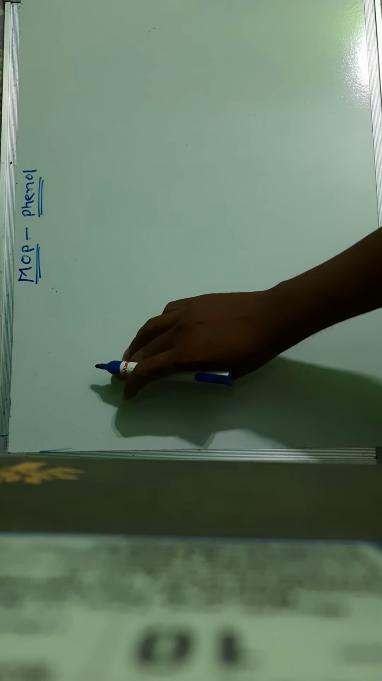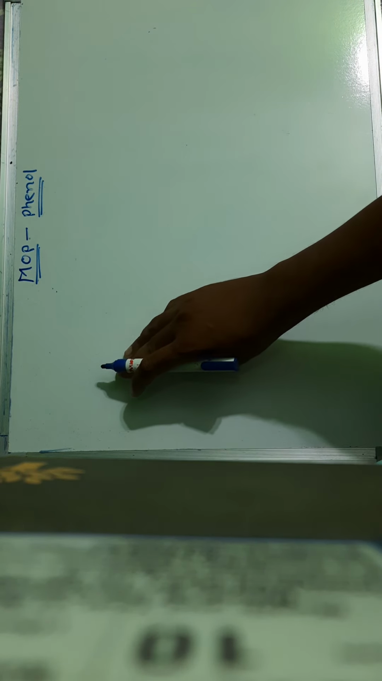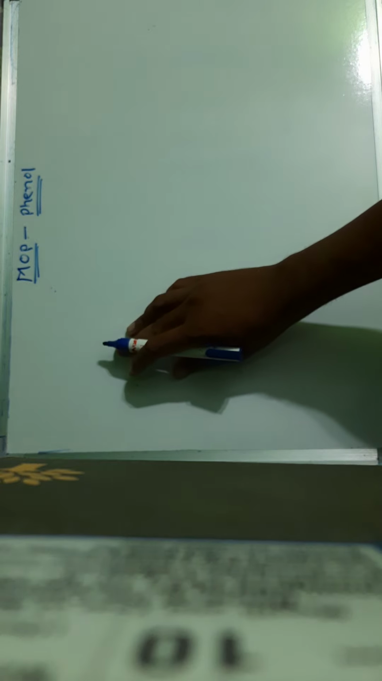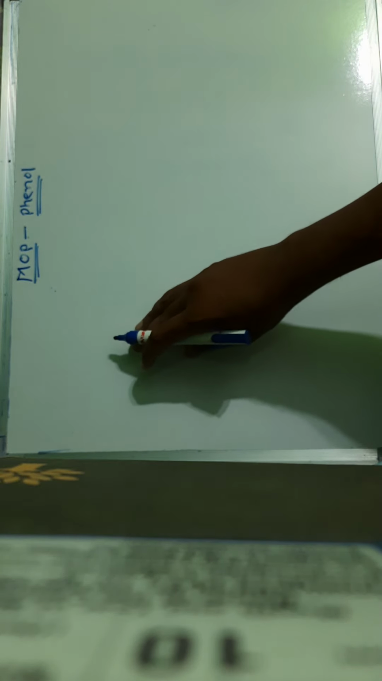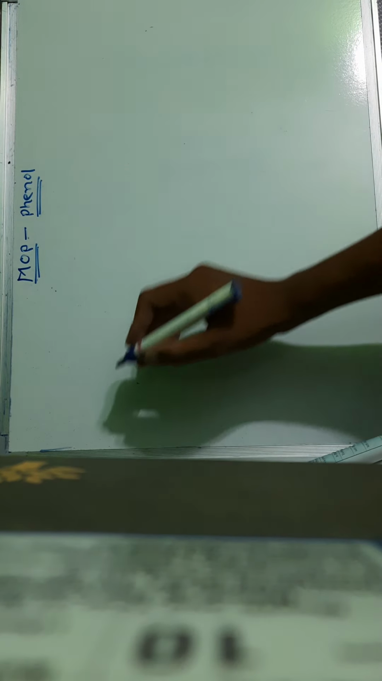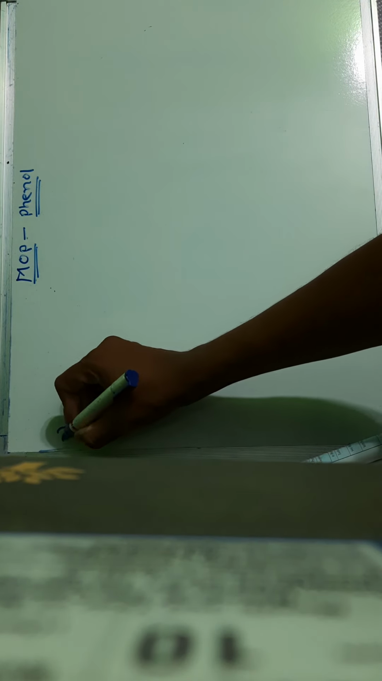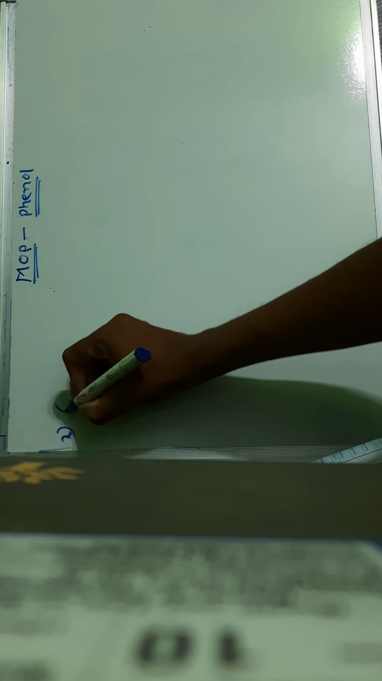Hello students, in last class we discussed the method of preparation for phenol, and we discussed the first method of preparation, that is by using chlorobenzene we can prepare phenol. In today's class we discuss the second method of preparation for phenol, that is by using cumene.